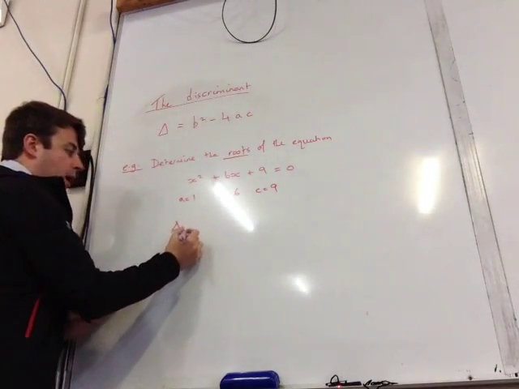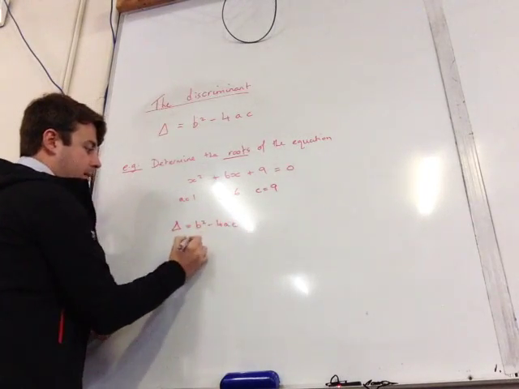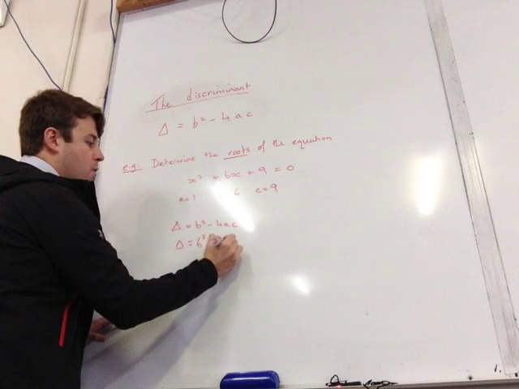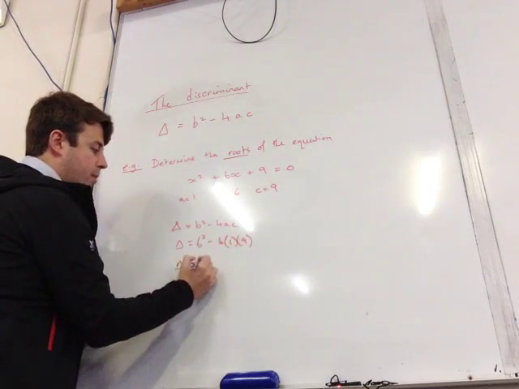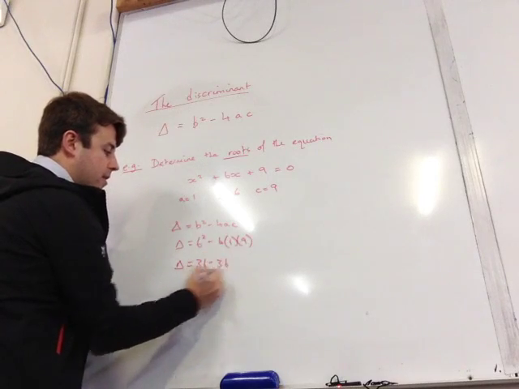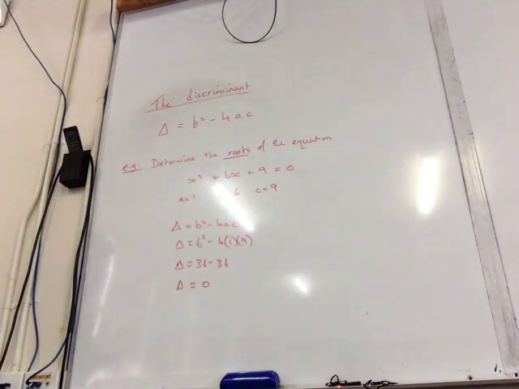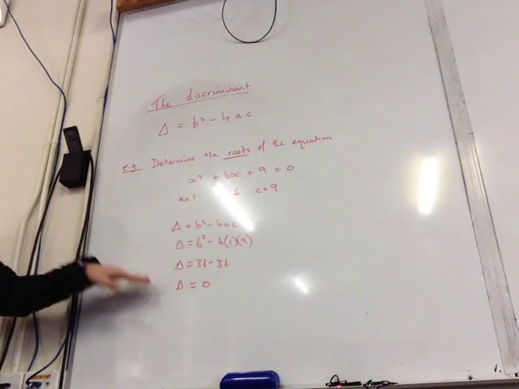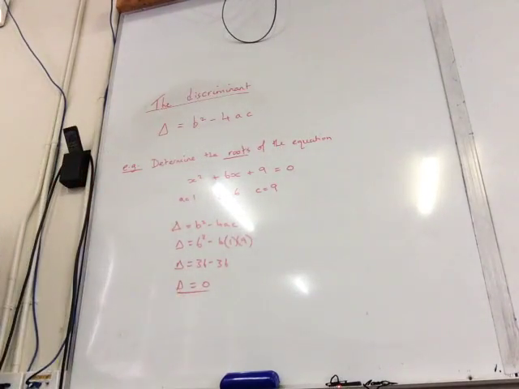We then put it into our discriminant, which is equal to b squared minus 4ac. So we have 6 squared minus 4 times 1 times 9. So we end up with a discriminant that is 36 take 36. Our discriminant equals 0. Now, this small bit of working out gets us to our first point that we have to interpret. And that is, our discriminant is equal to something.